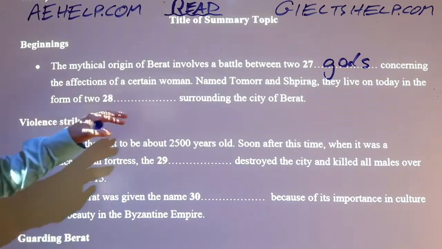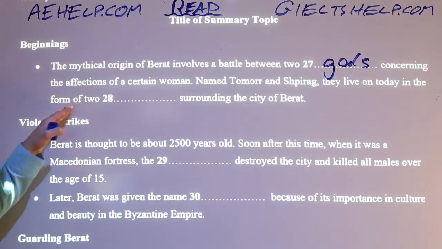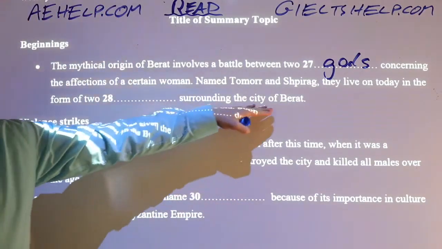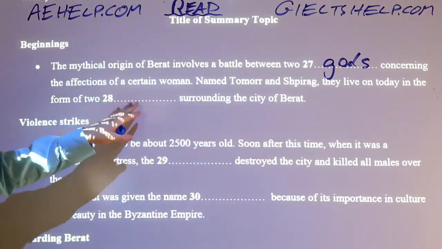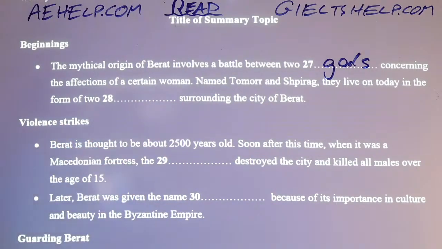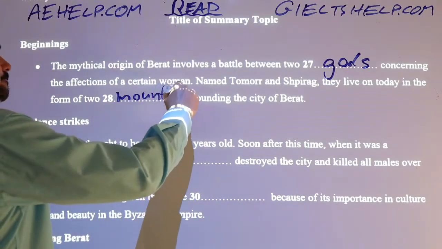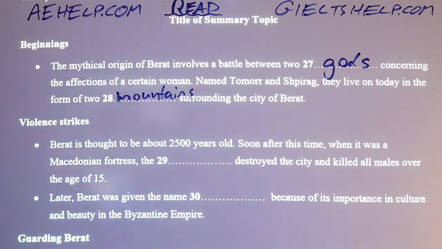Named Tomor and Shparag, they live on today in the form of two something surrounding the city of Bharat. This one you should not have to search for. It was very visual. It was very easy. Paulo says mountains. Absolutely. Okay. Mountains. Very good.